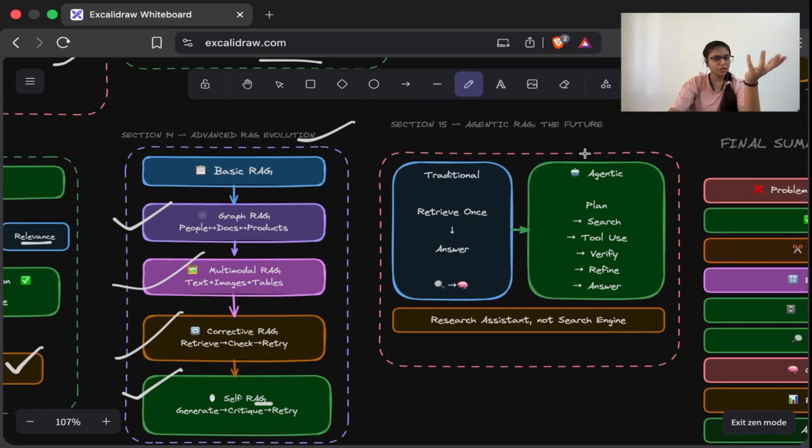The next major evolution is Agentic RAG. Traditional RAG follows a simple pattern: retrieve, then answer. Agentic systems are much more dynamic. They can plan, search repeatedly, use tools, verify information, refine queries, evaluate results, and then answer. Instead of performing a single search, the system actively reasons about what information it needs. It becomes less like a lookup and more like a researcher. And this is the direction most enterprise AI systems are moving today.